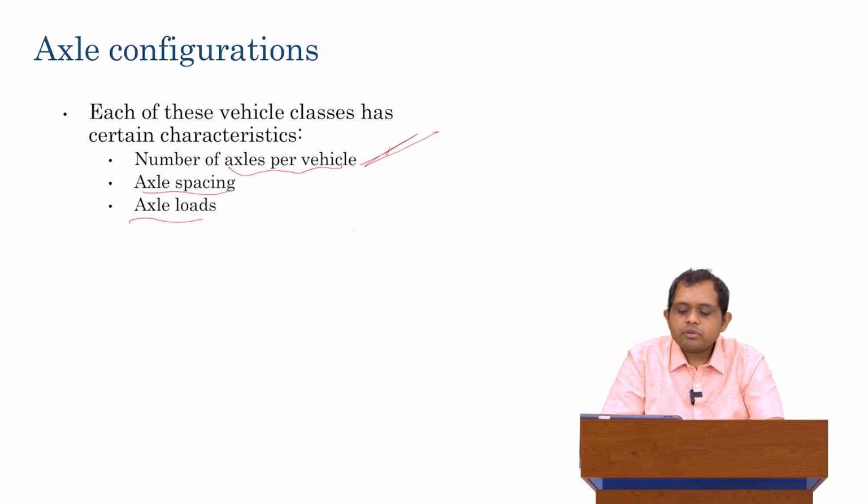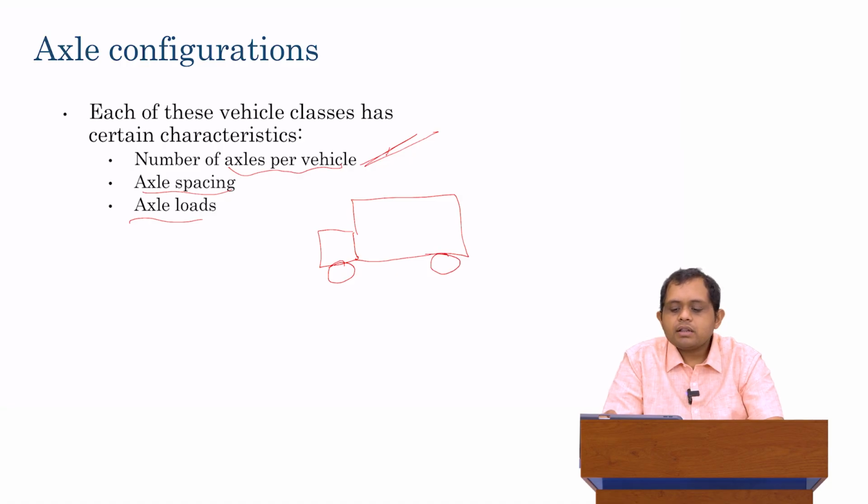So for example, let me draw a simple, I'll try my best to do a good drawing over here. So this might be a truck, and this might be the smallest type of truck. So this truck might look like this. Now this truck, how many axles does this truck have? This truck has 2 axles.